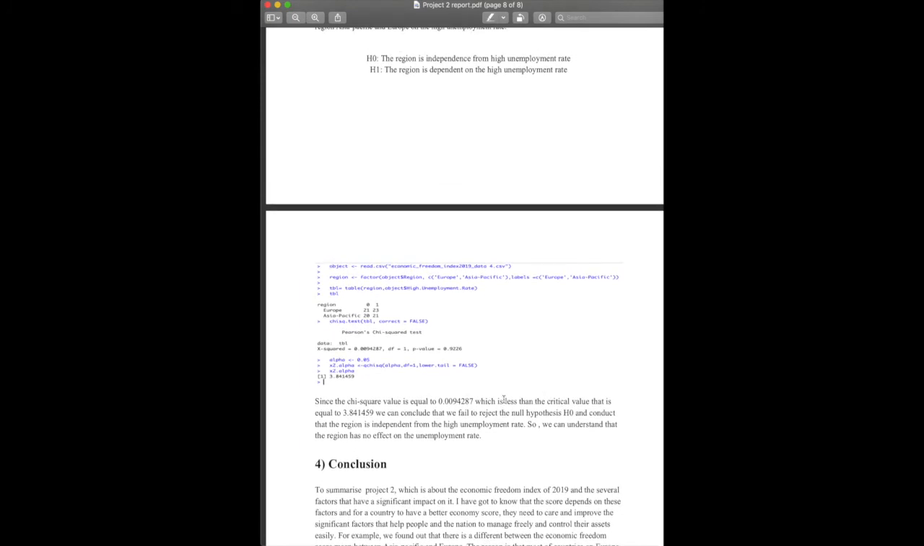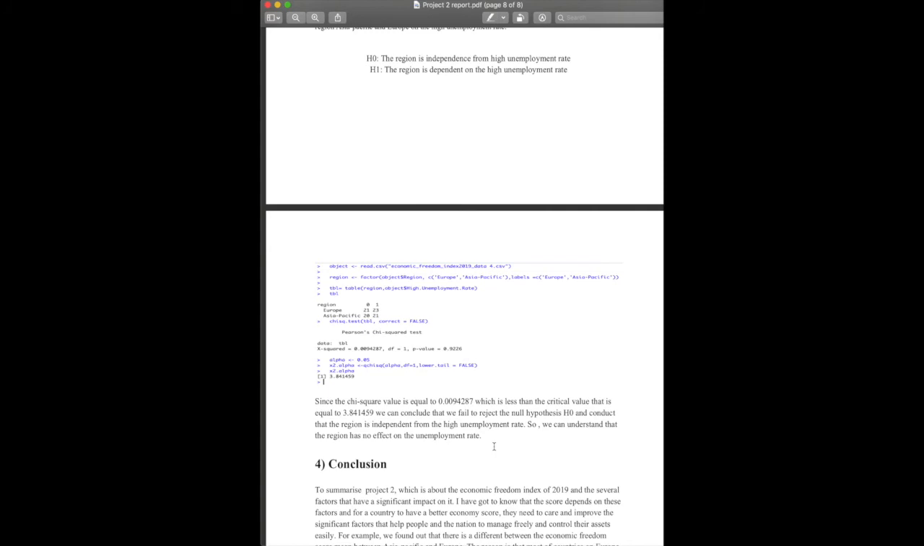We can see that I got a chi-square value of almost 0.094287, which is less than the critical value of 3.841459. Because of that, we conclude that we fail to reject the null hypothesis H0.